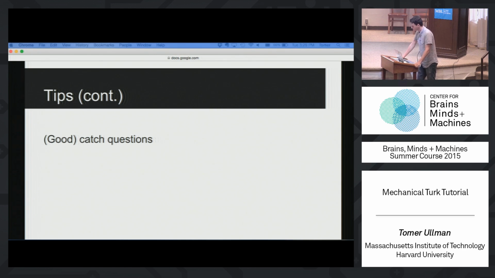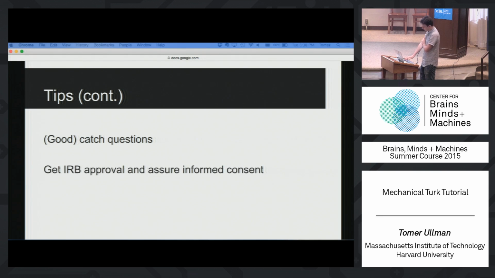So ideally the good catch question is an open field, something that's not just you can click and get right by mistake and relates something to the instructions that you were giving. This is not a tip, this is something you should do.